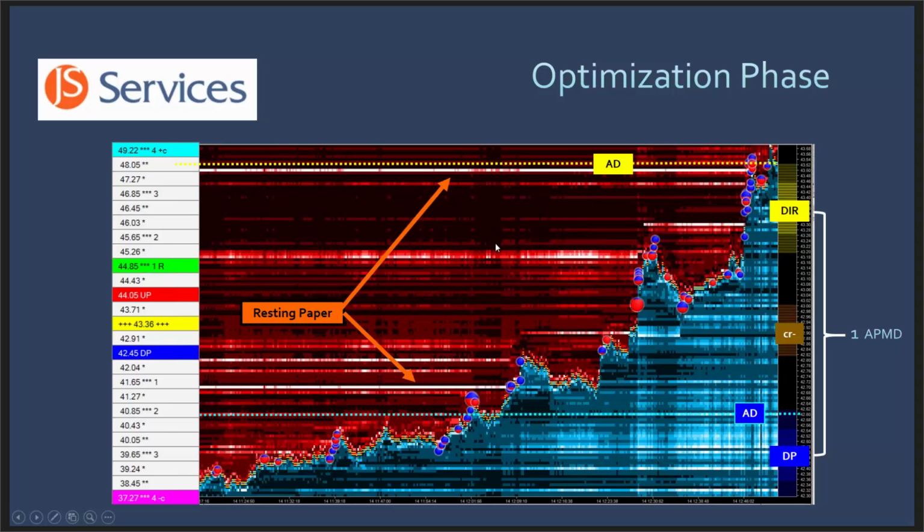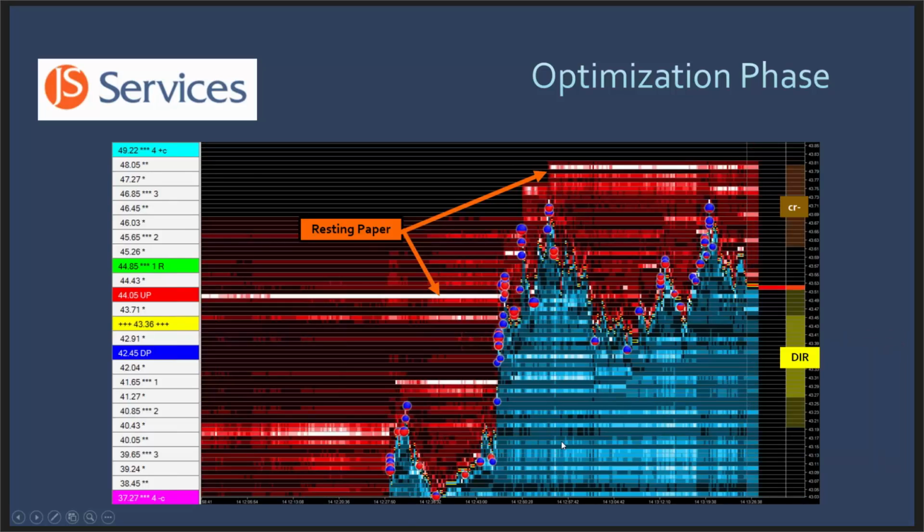And so it helps to tweak your entries and your exits, just following through on that same move. You took out this alert distance here, and you took out this paper. What I thought was interesting is, again, you had resting paper come in at the top of the variance off what we call our CR minus.